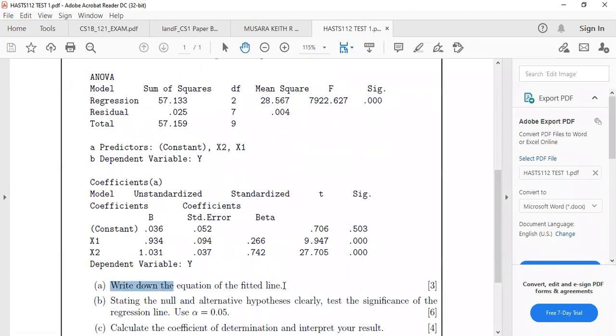The first question says, write down the equation of the fitted line. What's key is for you to be able to pick the parameters from the output to say what is this, what is that, right? Since this is a multiple linear regression model, it's y equals beta naught plus beta 1 x1 plus beta 2 x2, right? So the question is, what is our beta naught? What is our beta 1? What is our beta 2? So you come up with your contributions. What is our beta naught?